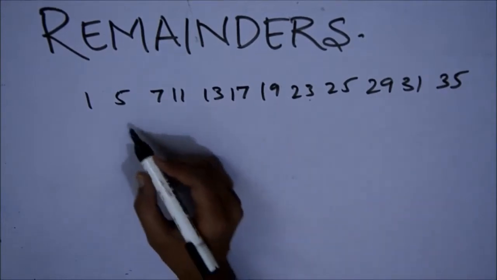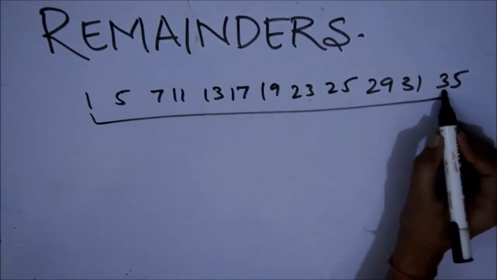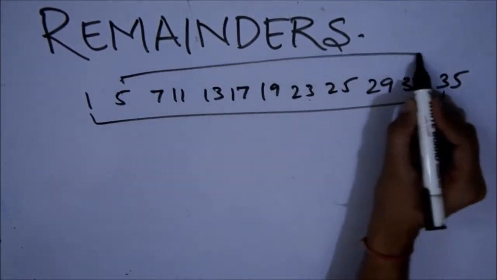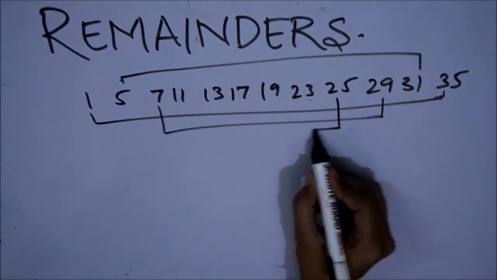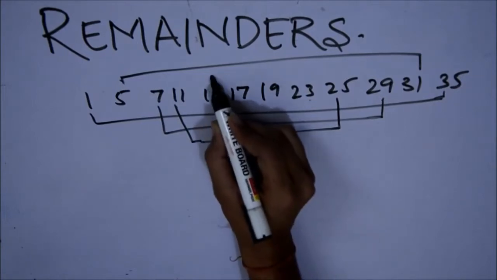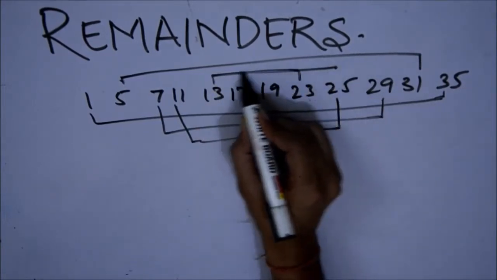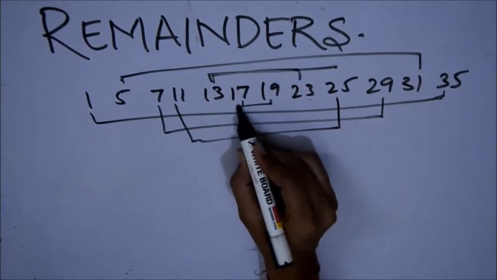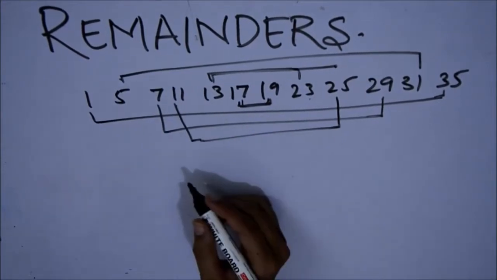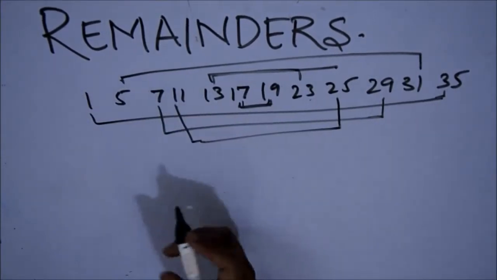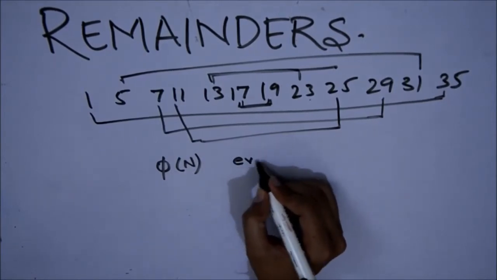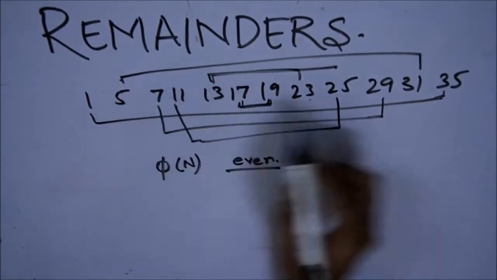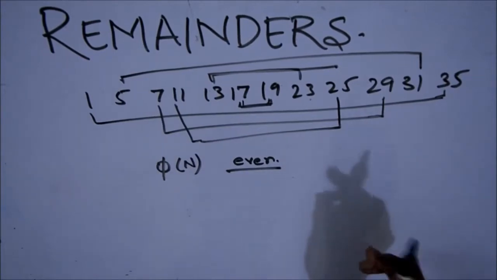Now we see that 1 and 35 add up to 36, 5 and 31 add up to 36, 7 and 29 add up to 36, 25 and 11 add up to 36, 13 and 23 add up to 36, and 17 and 19 add up to 36. Hence we see that phi of n is always even, and all these numbers exist in pairs.